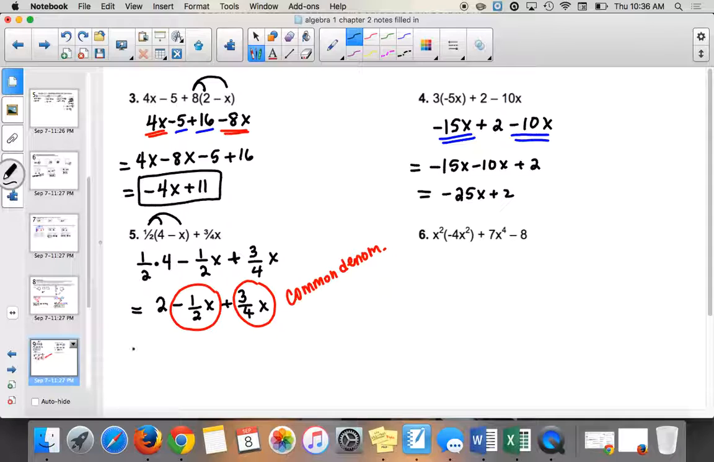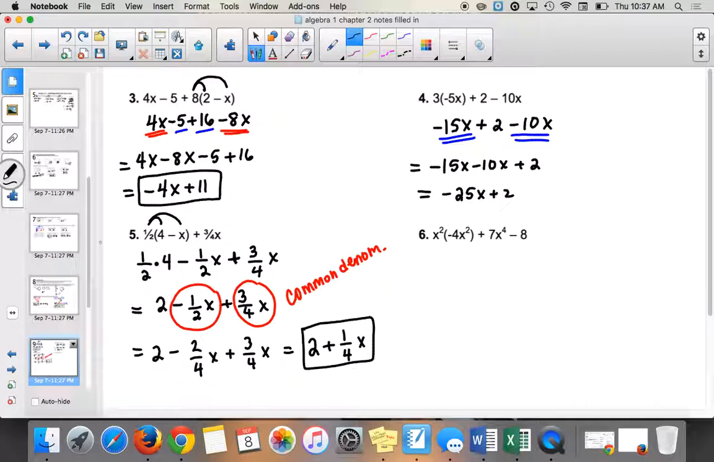So I'm going to have 2 minus 2 over 4x plus 3 over 4x. So we got common denominators. We multiplied by 2 over 2 on the first fraction. So our final answer is going to be 2 plus 1/4 x. So negative 2 plus 3 is positive 1.